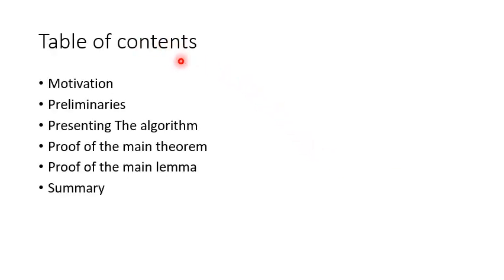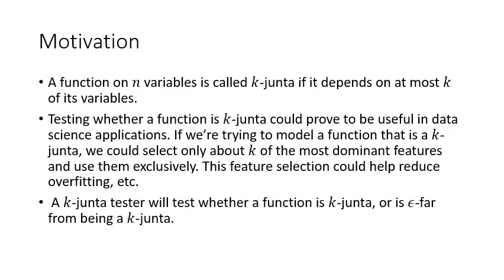Table of contents. As per usual, let's begin with some motivation. Our main definition will be k-juntas. A function on n variables will be called a k-junta if it depends on at most k of its variables. This might be interesting because testing whether a function is a k-junta could prove to be useful in data science applications and other scientific fields. Let's say, for example, we're trying to model a function that is a k-junta, meaning it depends only on at most k of its variables.